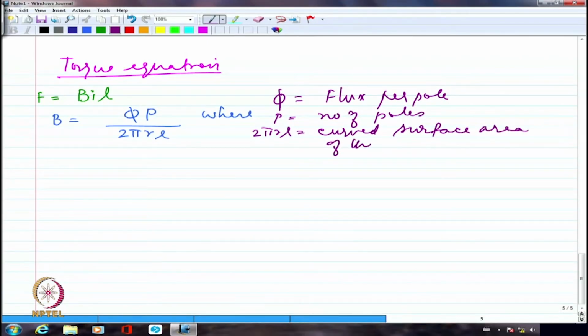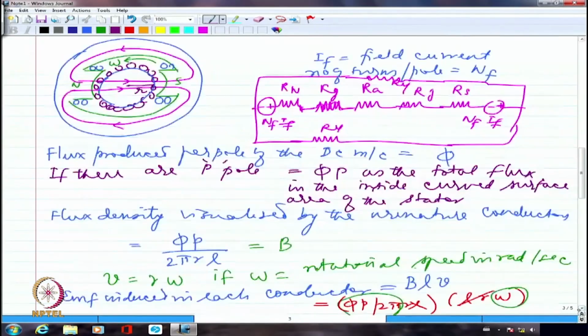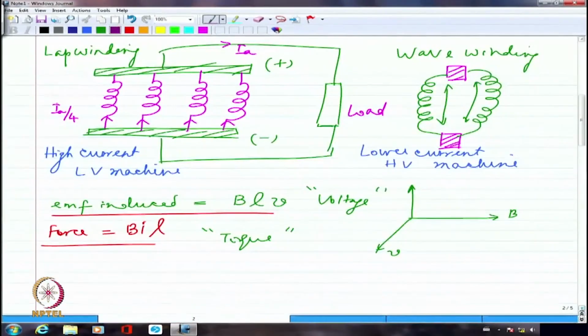Of the armature. What is I? I is the current carried by each of the conductors. If I have the number of parallel paths as A, as I just showed a couple of slides before, we said that if I am going to have IA as the total current, each of the conductors is going to carry only IA divided by 4 if there are 4 parallel paths.